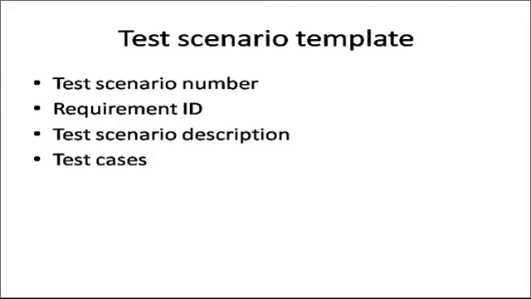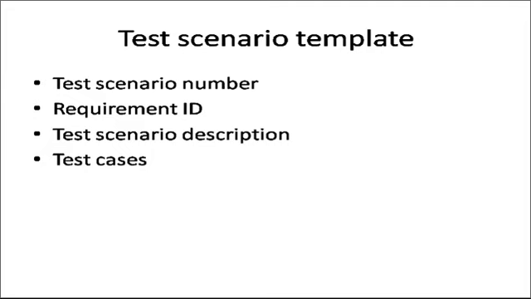Now, once we have identified and listed down the test scenarios, how do we present these test scenarios in a document? For that, we use a test scenario template. The different fields included in the test scenario template start with the test scenario number. So, however many test scenarios you have identified, accordingly assign numbering to your test scenarios.